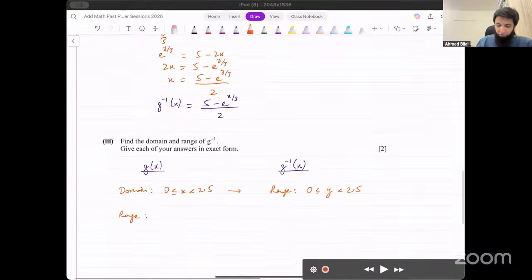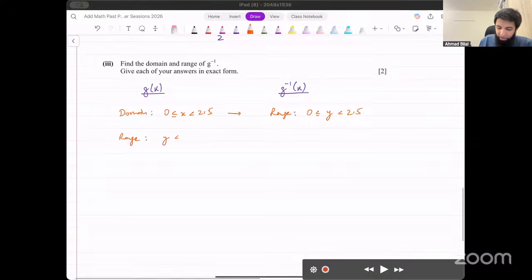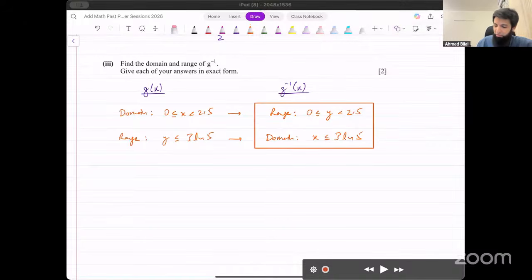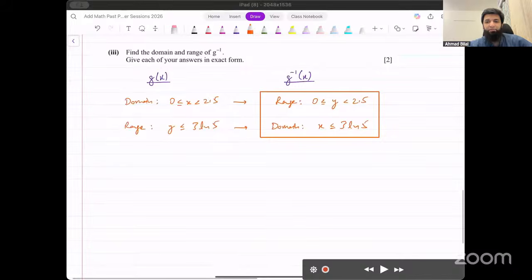So we could say for the original function, the range would be y less than or equal to 3 ln 5. That is going to be the domain of the inverse function, and that is x less than or equal to 3 ln 5. And that's what you wanted to write down. This is what they were asking about. For inverse functions, domain of the original function is range of inverse. The range of the original function is domain of the inverse, and that's the final result.